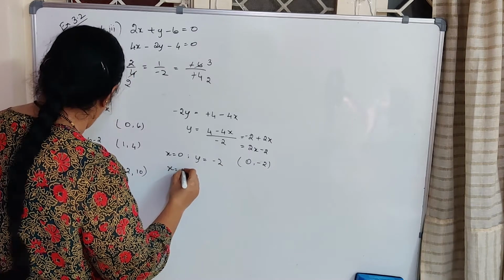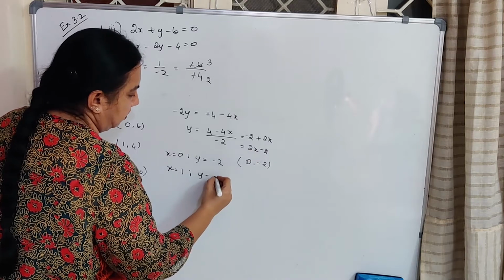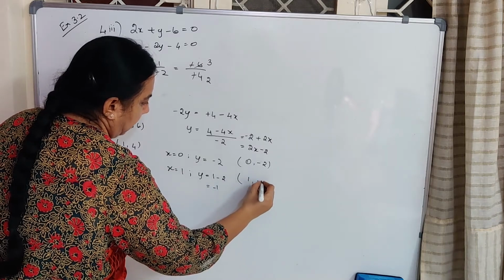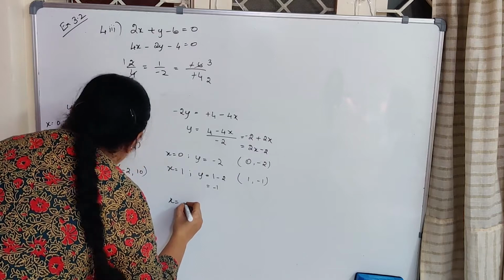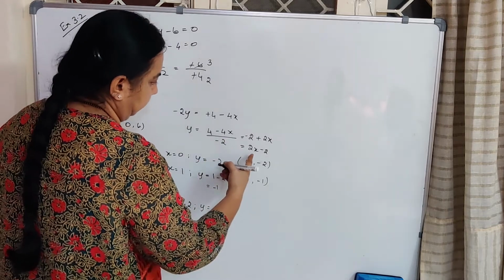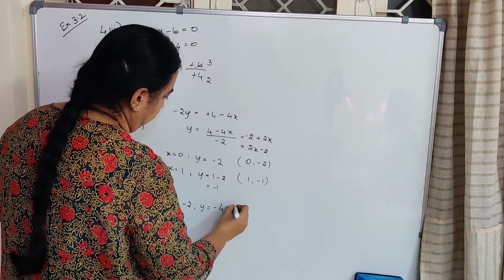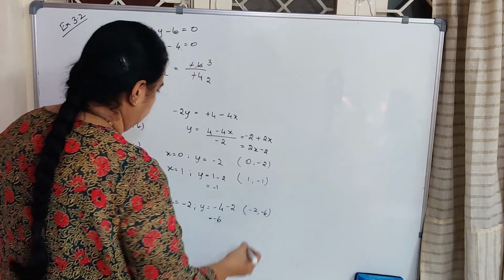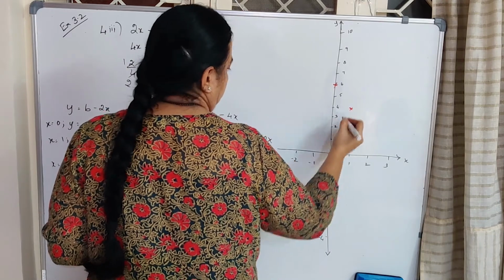When x is equal to 1, y's value becomes 1 minus 2, and that is equal to minus 1. So 1 comma minus 1. When x is equal to minus 2, y's value is minus 2 into 2, which is minus 4. Minus 4 minus 2 is minus 6. So the second point is 1 and 2, somewhere here.